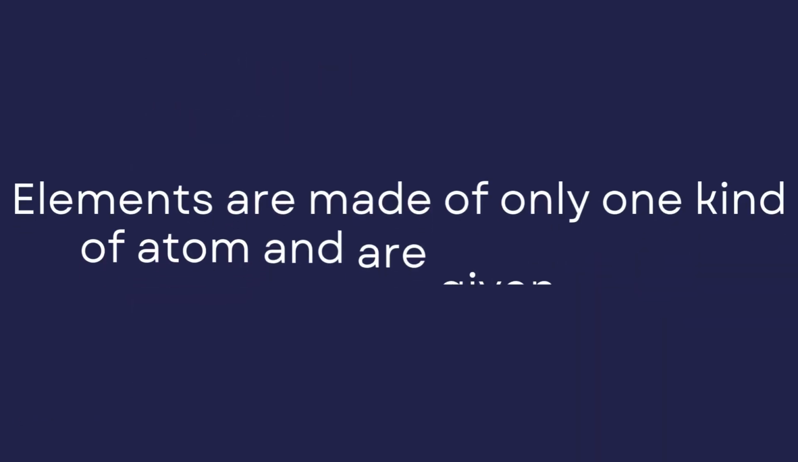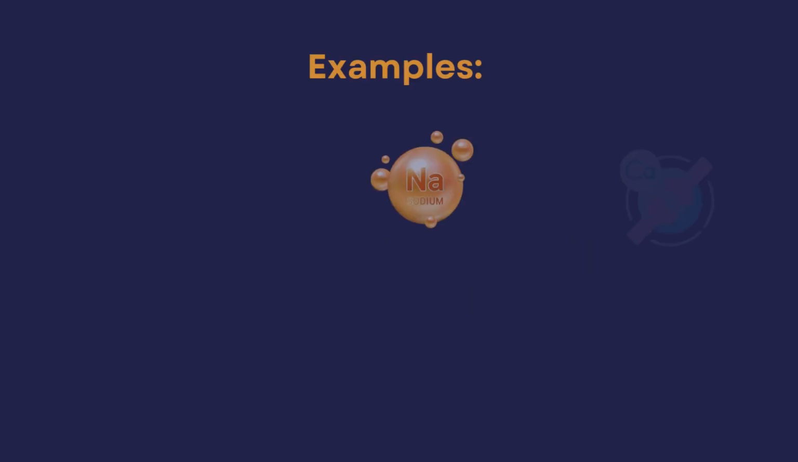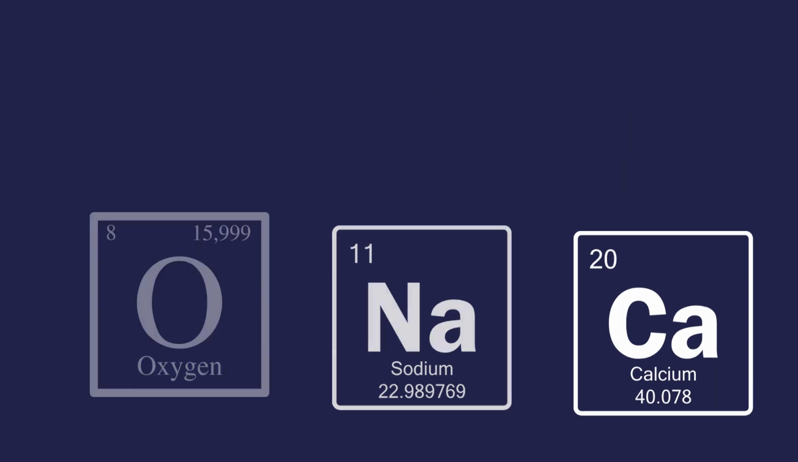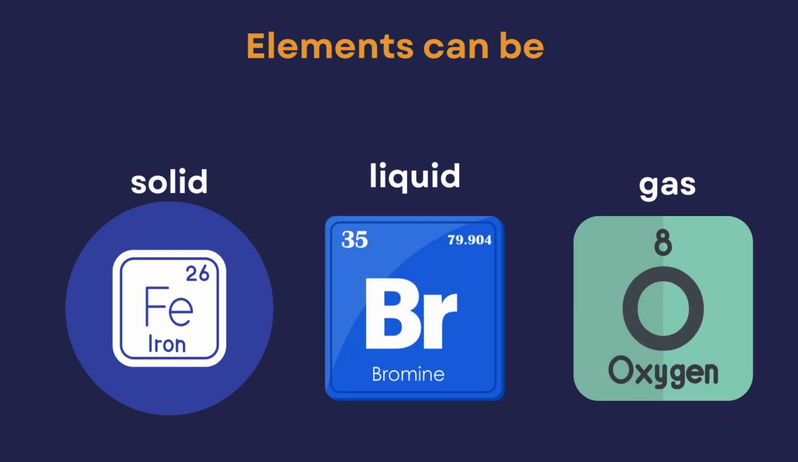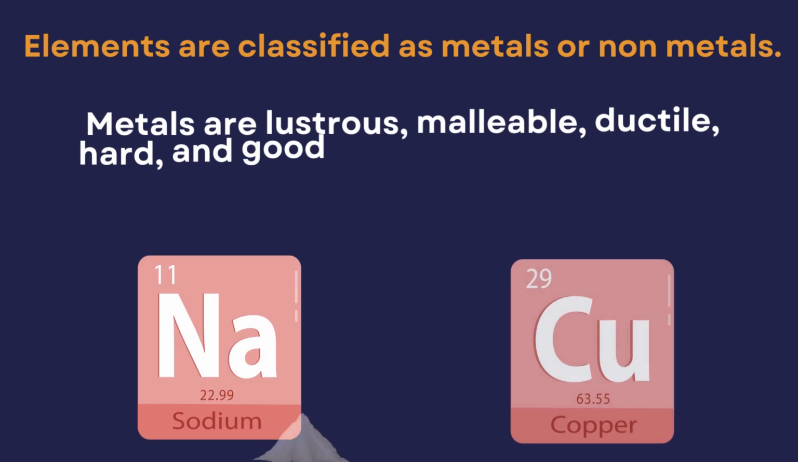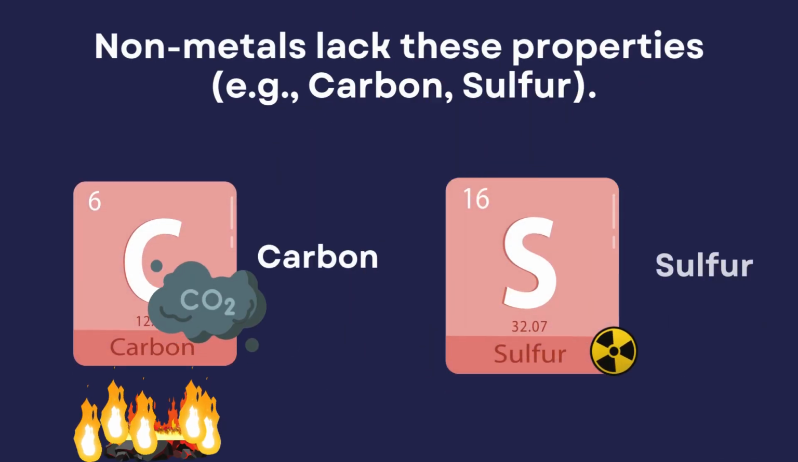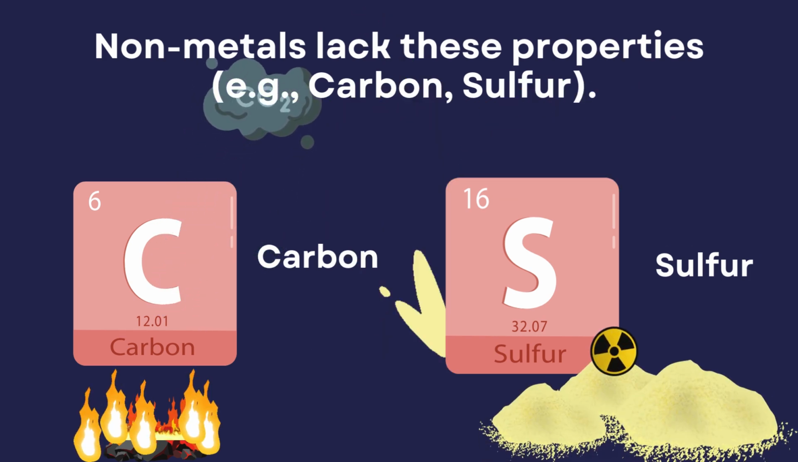Elements are made of only one kind of atom and are given unique symbols. Examples: oxygen, O, sodium, Na, calcium, Ca. Elements can be solid, iron, liquid, bromine, or gas, oxygen, at room temperature. Elements are classified as metals or nonmetals. Metals are lustrous, malleable, ductile, hard, and good conductors of heat and electricity, e.g. sodium, copper. Nonmetals lack these properties, e.g. carbon, sulfur.